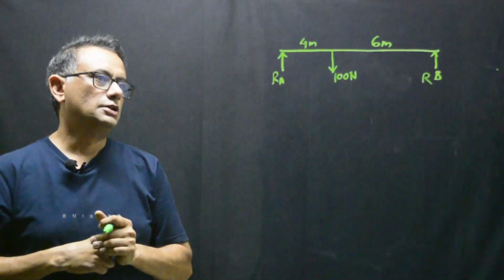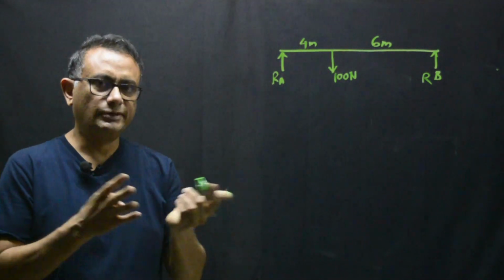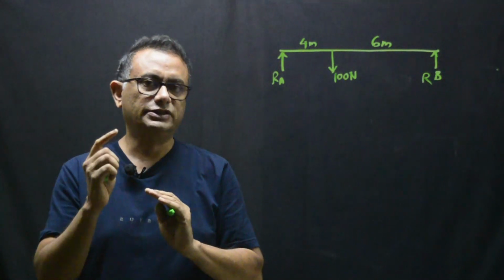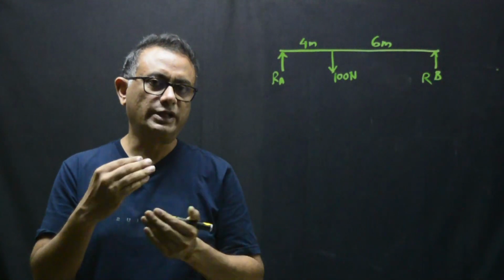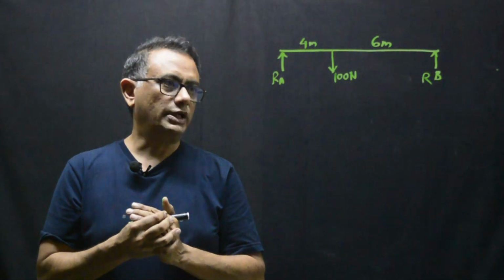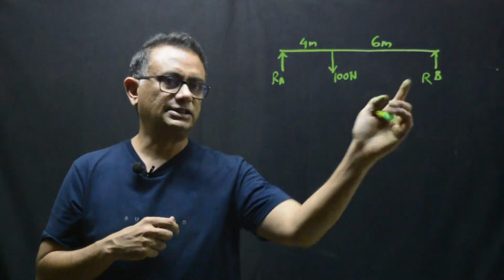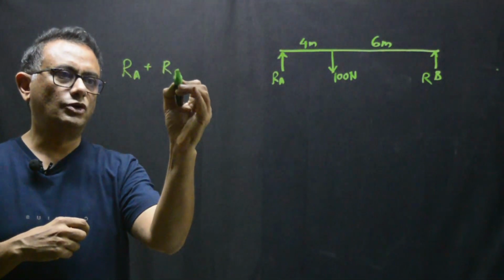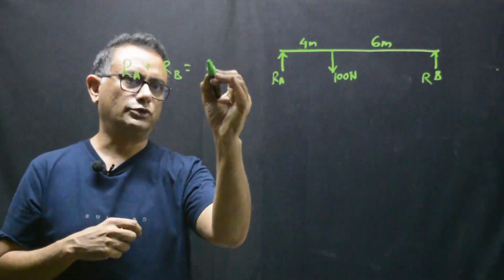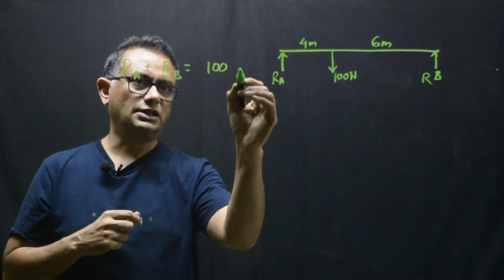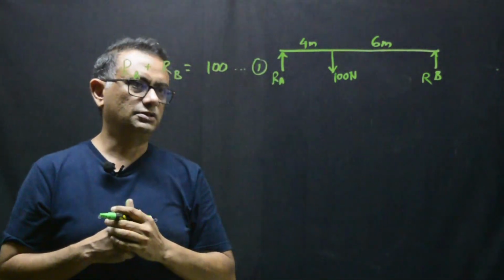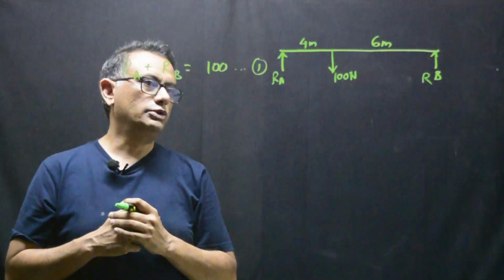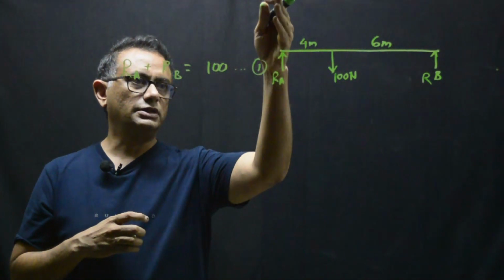It's given that the beam is in equilibrium, so here we have to use both the conditions, right? The first is the forces in the upward direction equal to the forces in the downward direction. If you look at it, both the reactions RA plus RB is going to be equal to the downward force, which is nothing but 100 Newton. That's our first equation.